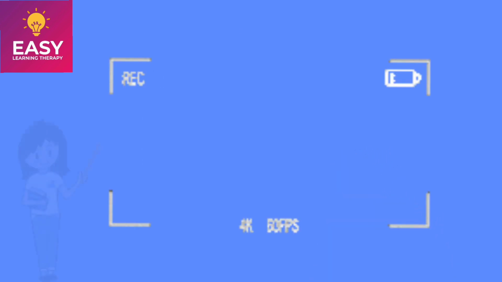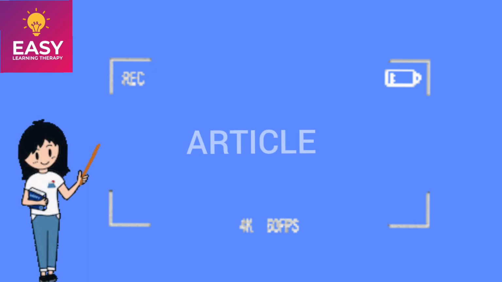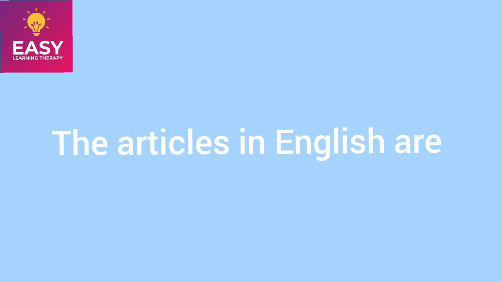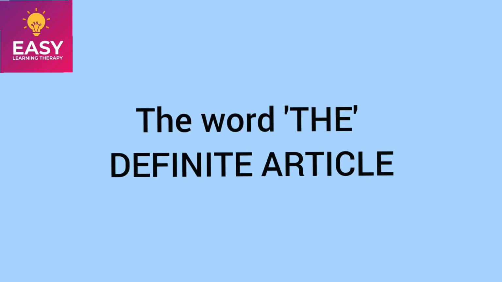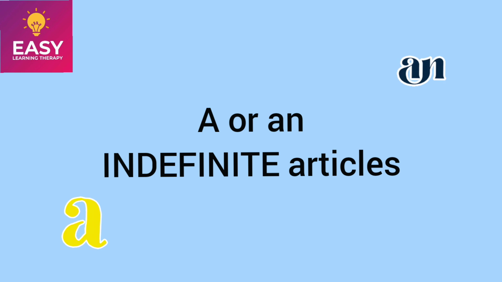In today's video, let me explain what an article is all about. Yes, articles come in two different ways, that is definite article and indefinite article. The word "the" is called the definite article, and the words "a" and "an" are called indefinite articles.